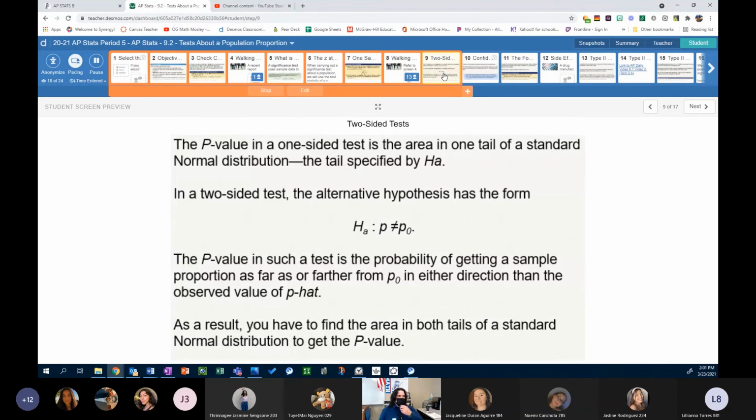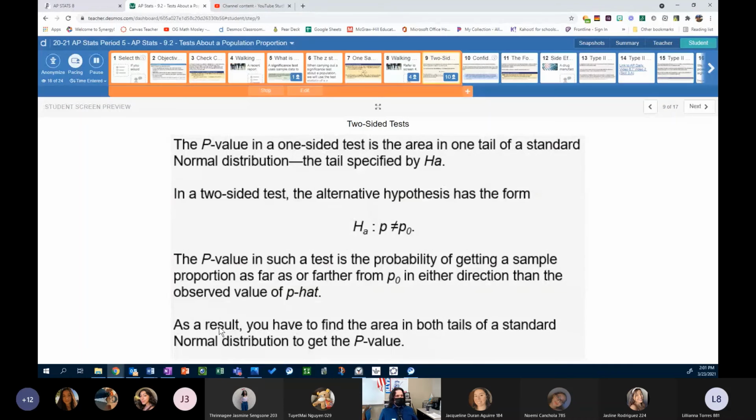So the next, we just saw an example of a one-sided test, but there's also two-sided tests, right? The p-value in a one-sided test is the area in one tail of a standard normal distribution, the tail specified by the alternative hypothesis, which is what we just saw. In a two-sided test, the alternative hypothesis has the form H sub A such that p is not equal to p sub 0. The p-value in such a test is the probability of getting a sample proportion as far as or farther from p sub 0 in either direction than the observed value of p hat.